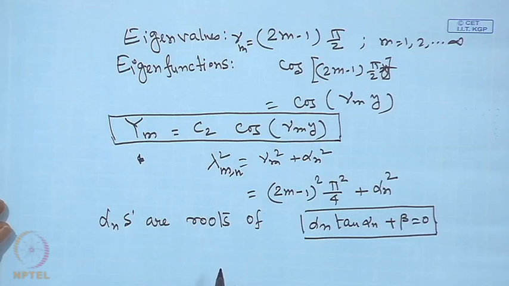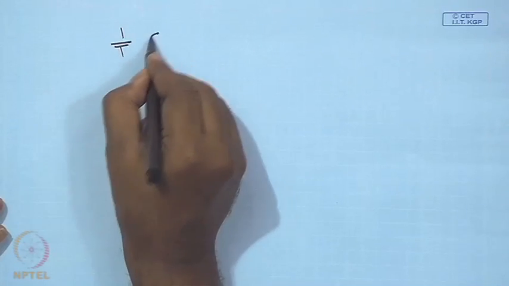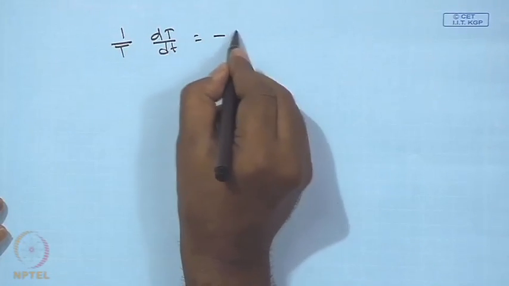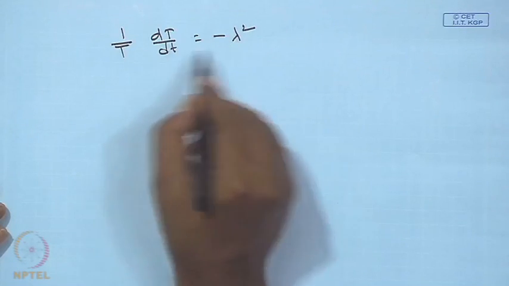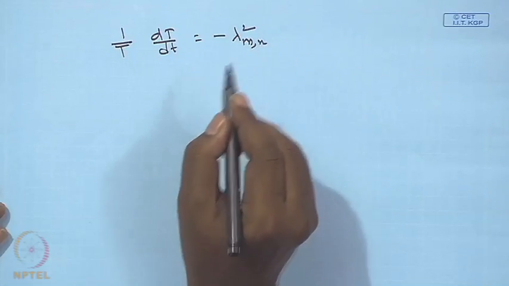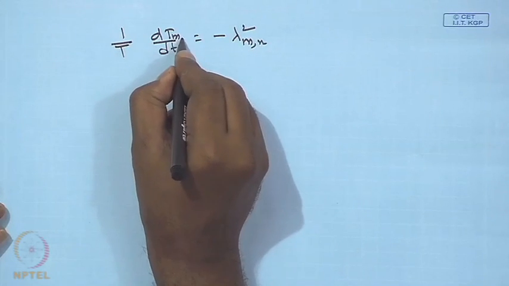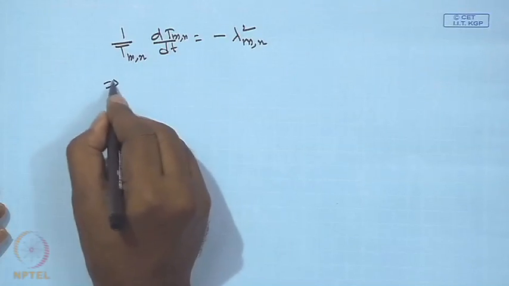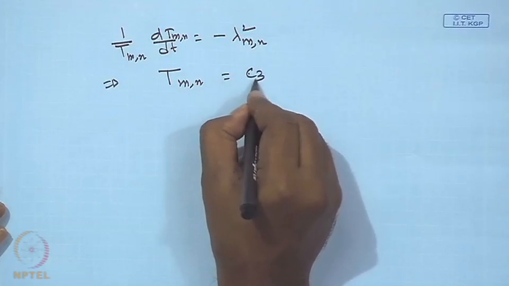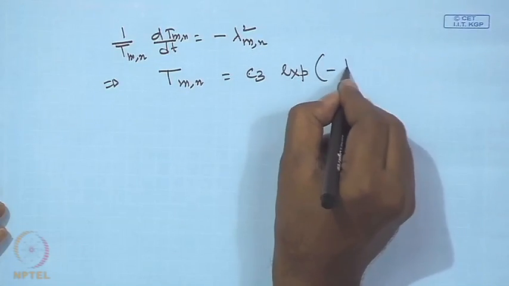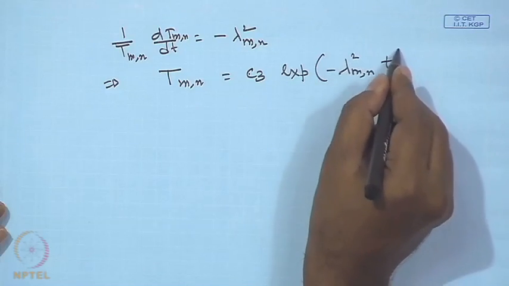So, what is left for this problem is the time varying part. This becomes 1 over T dT/dt is equal to minus lambda square. Since lambda is a function of m and n, we put a subscript m n on lambda, and on the corresponding solution for T we put m and n. So, we integrate this out, and T m n can be expressed as some constant C3 times exponential of minus lambda m n square times t.